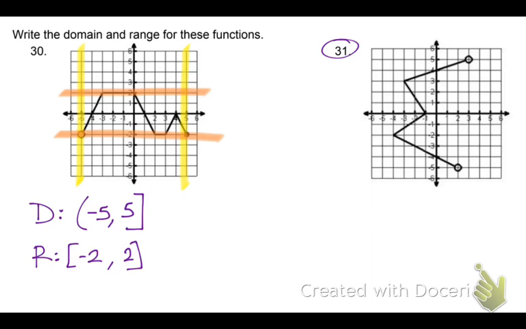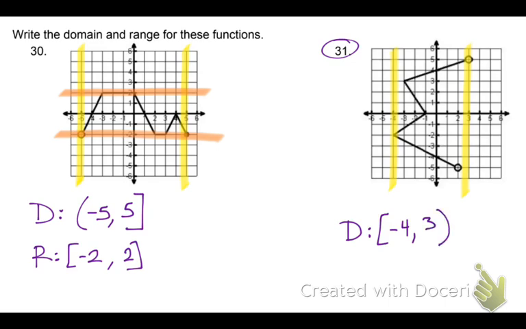Okay, for the furthest point to the left, this one's a little funky because some of the points are pretty close, so be careful when you do this. The furthest point to the left is over here at -4. The furthest point to the right is right here at 3. This is a closed circle, so it's a bracket. This is an open circle, so it's a parenthesis. Therefore, for domain, we have -4 to +3.